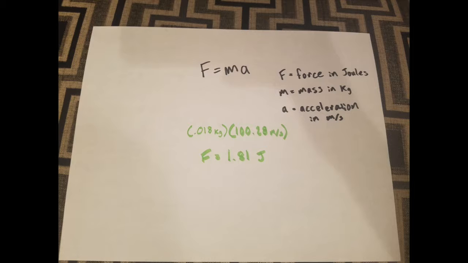Now here I've got an equation for the arrow that he was firing. We're trying to fire an 18-gram arrow, which comes out to 0.018 kilograms, and we want to move it at 100.28 meters per second. So you multiply the two, which gives you 1.81 joules, which is the force required to move the arrow at that speed.